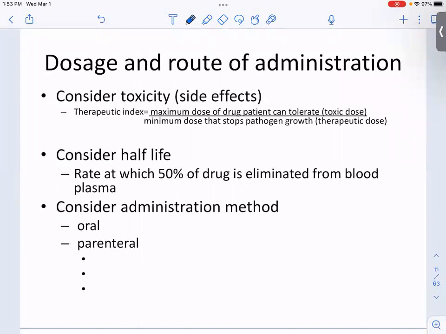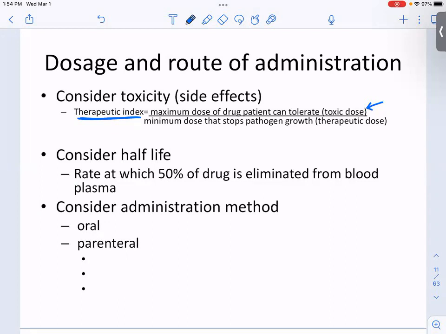Other things to think about: dosage, routes of administration. We have to consider the toxicity of the drug. So for every drug, we at least know a range of what we call the therapeutic index. Okay, so this is a way to kind of understand or compare the toxic dose of the drug. So on top of the fraction, the maximum dose of drug a patient can tolerate, the toxic dose. And that might not be the dose that kills a patient. It's the dose at which the side effects become not acceptable.